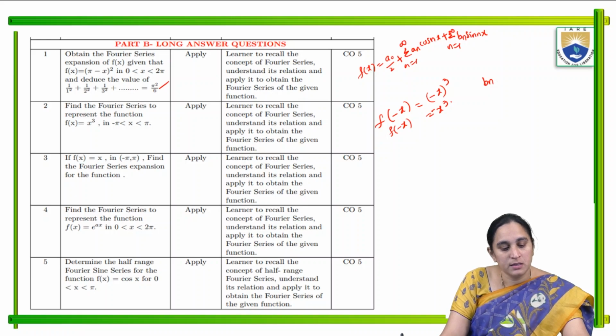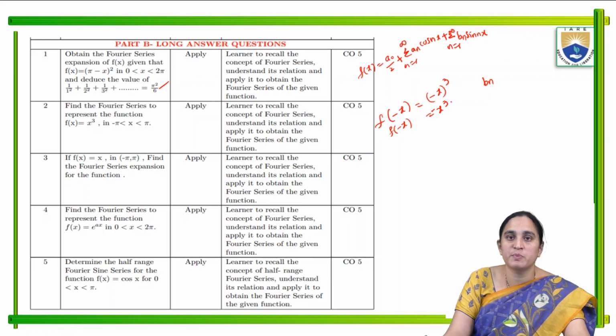Okay, next, if f of x is equal to x in minus pi comma pi, find the Fourier series expansion of the function. Okay, here observe, same as the last question, the interval is minus pi comma pi. Here f of x is equal to x, which is also an odd function. Okay, odd function. For that odd function we can find the Fourier series.